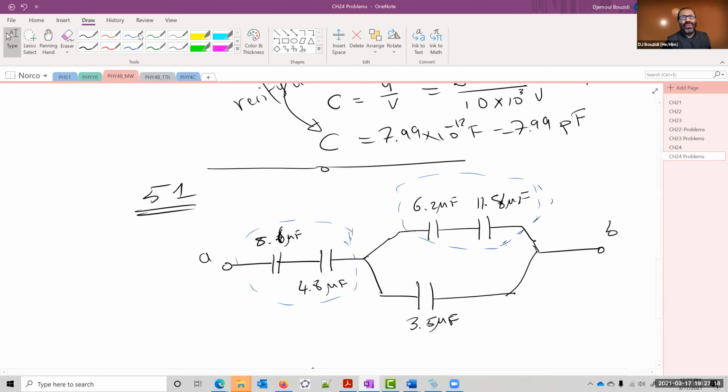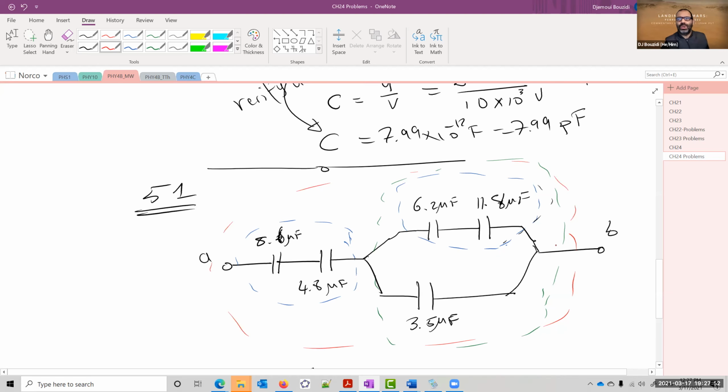Once I do that, then I'm going to combine them, because that is the next level. The new C equivalent between these 2, combined with this one, are in parallel. And once I find that, I found everything, where this C equivalent between these 2 parallel ones is going to be my entire C equivalent. Okay, so let's do that.